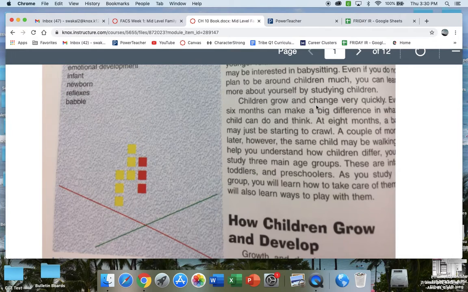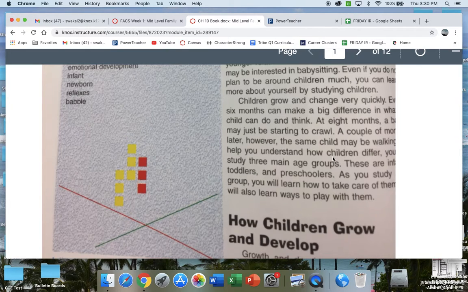So it says here, children grow and change very quickly. Even 6 months, I'm sorry, I was trying to figure out what that word was at the end. Even 6 months can make a big difference in what a child can do and think. At 8 months, a baby may just be starting to crawl. A couple of months later, however, the same child may be walking. This helps you understand how children differ.